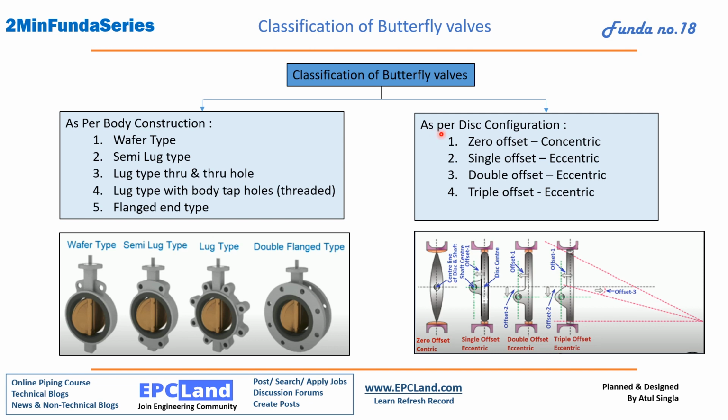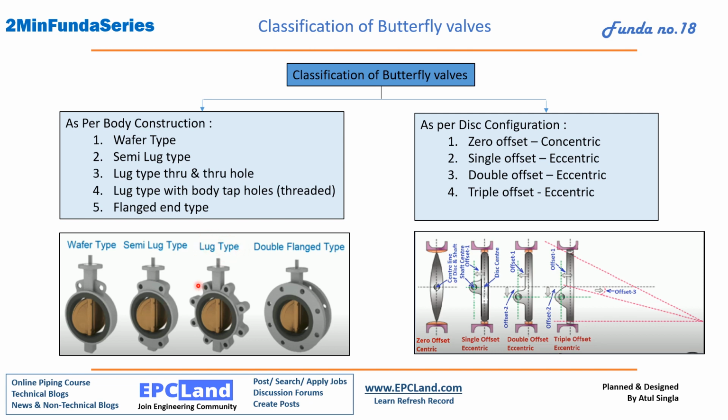Then another category is based on disc configuration, zero offset, which we call concentric type. Then under eccentric we are having 3 types: single offset, double offset, then triple offset. If you see, wafer type looks like this, a very simple configuration, very thin, no flanges, only disc which is moving 90° in the valve body. Then semi lug type, we are having lugs here, and again the disc is moving 90° inside the valve body.